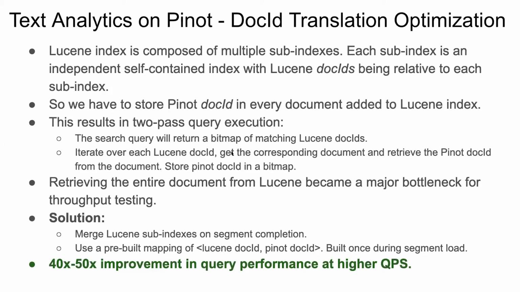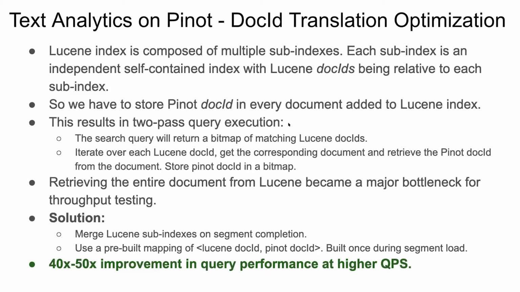So the solution was, firstly, we merged all the Lucene sub-indexes into one index, and we do this at segment completion. Secondly, when the Pinot table segment is loaded in memory, we iterate over the Lucene index once. Because we have now merged all the sub-indexes into one index, there is a one-to-one mapping. So if you have 1,000 rows in your segment, you will have Lucene doc IDs between 0 and 999. We go over all the doc IDs, retrieve the Pinot doc ID, and store this pre-built mapping in a file, and then memory map it.